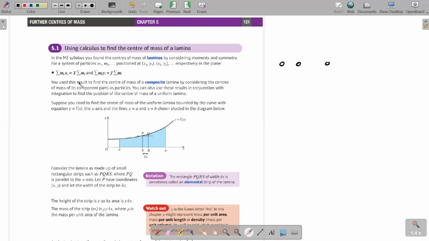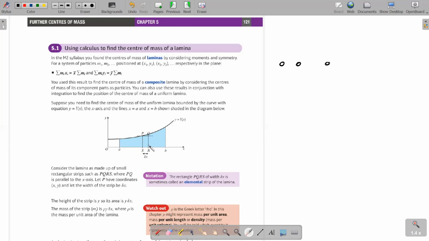But now in M3, we are going to learn how to find the center of mass of not so standard shapes. So basically over here you can see, for example, they have created a lamina by taking the area under the curve. They have taken the area from point A to point B, so you can see there is a lamina created here. I want to find the center of mass of this particular lamina.